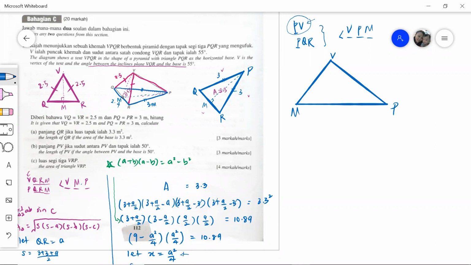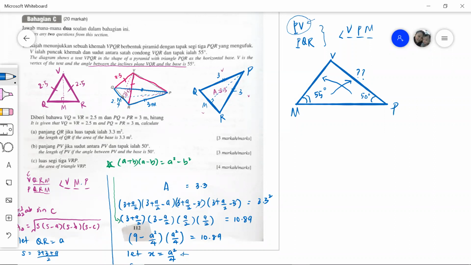Okay, so this one is 50 degree. We've got 50 degree here. And then the PV is the one that we need to find. I don't know what this is. And then we have, just now we have the angle 55. Can you see that? It is angle VMP. So VMP was given 55. So we can use sine rule here because the opposite angle match with the opposite sides.